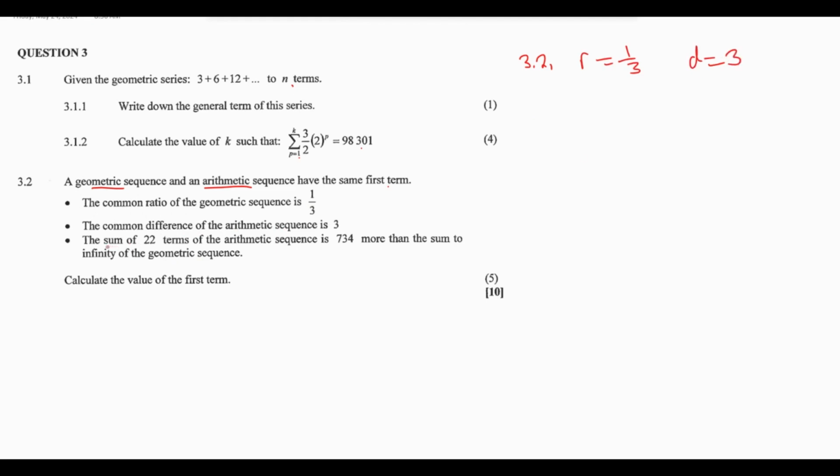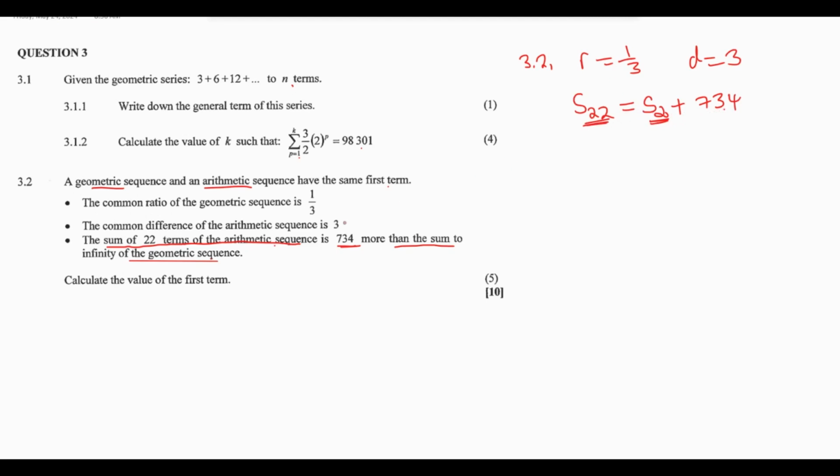Right? The sum of 22 terms of the arithmetic sequence is 734 more than the sum to infinity for the geometric sequence. So how can you represent this? We're saying the sum of the 22 terms of the arithmetic sequence is 734 more than, so it means this is equal to the sum to infinity plus 734, isn't it? All right. So now we can find our sum of the 22 terms of the arithmetic sequence and then find our sum to infinity and then add 734, right? And then we solve for a.